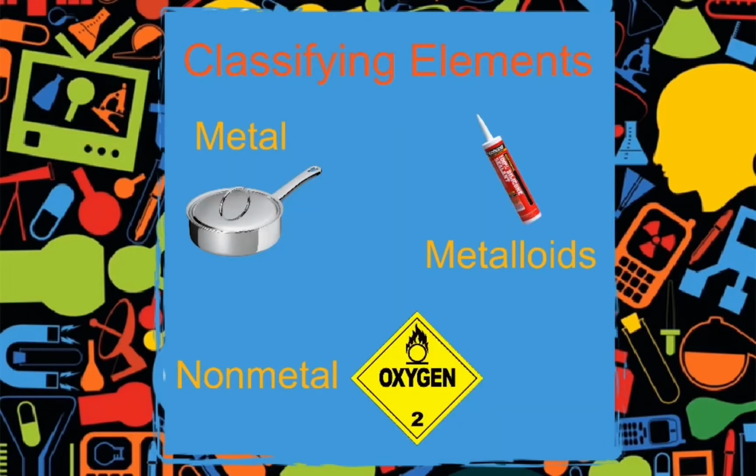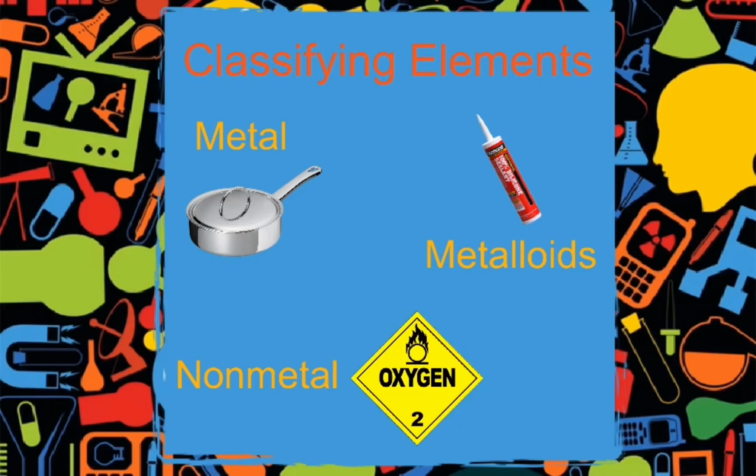Let's classify elements. How do we classify elements? Well, one way is to decide whether they are metal or non-metal. When we talk about metal, we will find out that these are shiny. They can be bent or hammered into a new shape. Some metals are iron or aluminum and copper. One good example is aluminum foil or the pans that your mom used to cook.